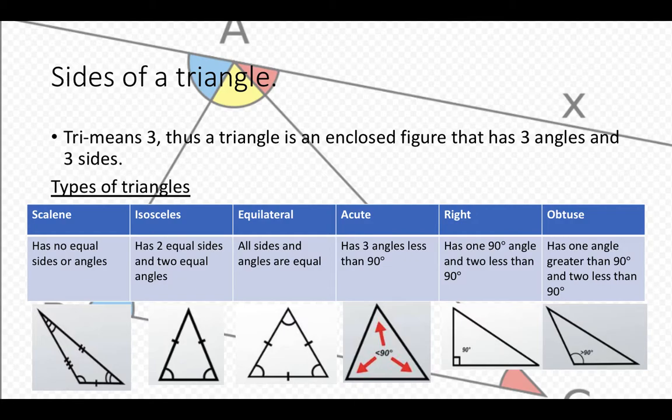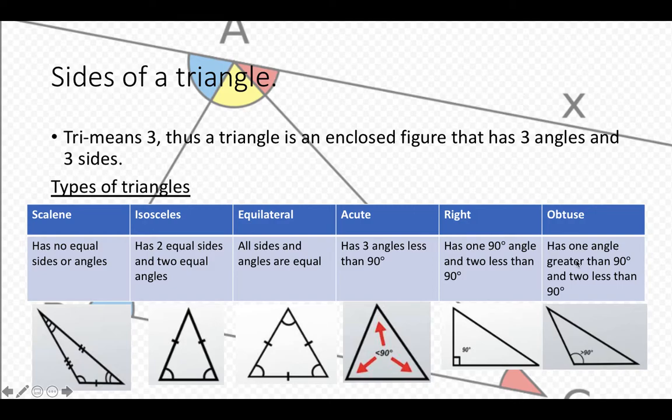Next, we have an acute triangle, which means that the 3 angles are less than 90 degrees. Notice it doesn't talk about the length of the sides here. A right triangle is a triangle that has one 90-degree angle and 2 angles that are less than that 90 degrees. Once again, notice that there is nothing here that talks about the length of the sides.